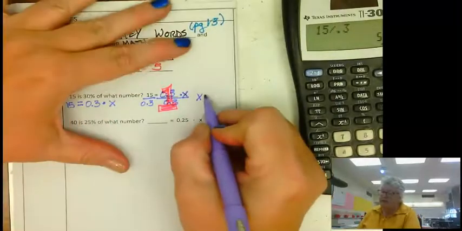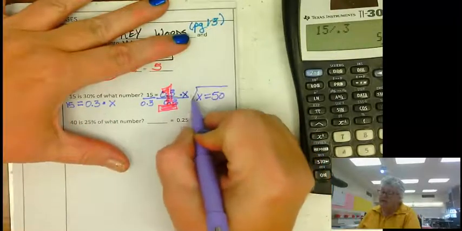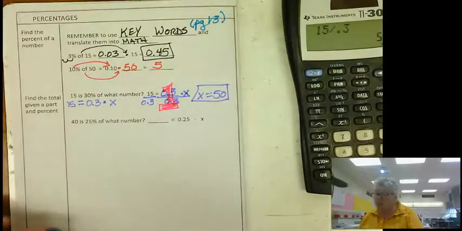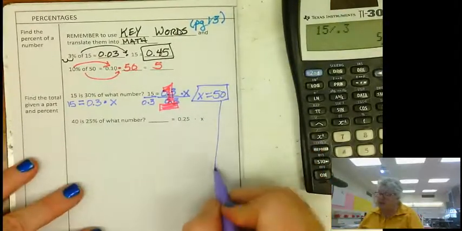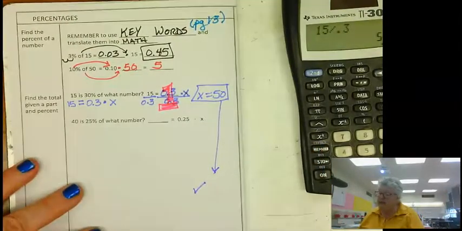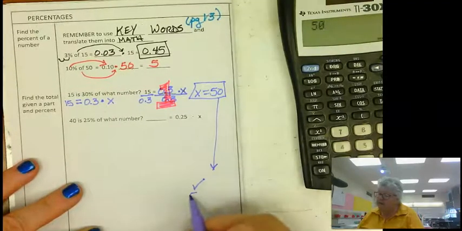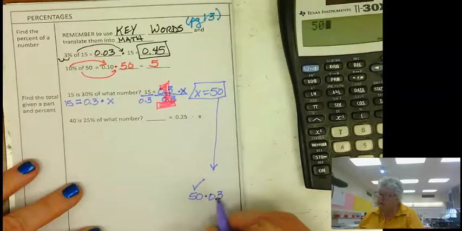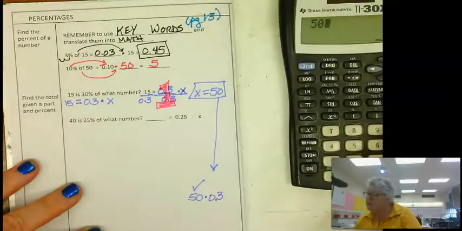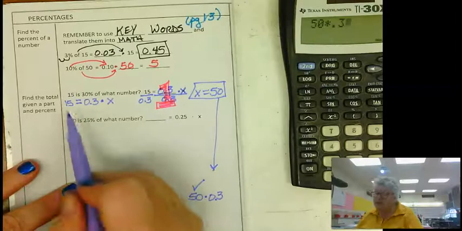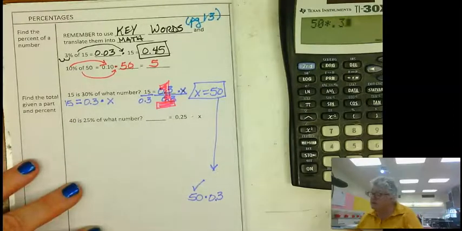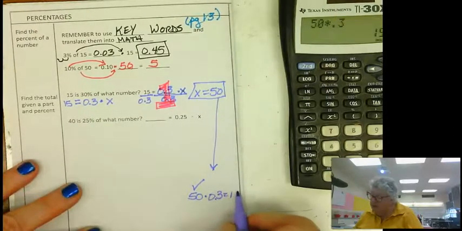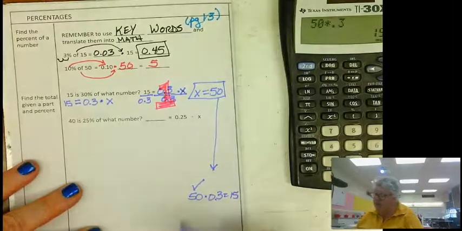X equals 50. And I can check my work, okay? I'm going to do a check down here. Check. If we do 50 times 30%, we should get the number 15. And we do. It equals 15. So check. We got it right.